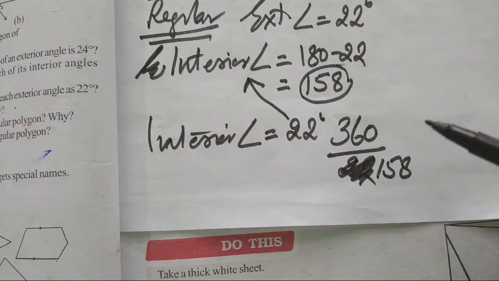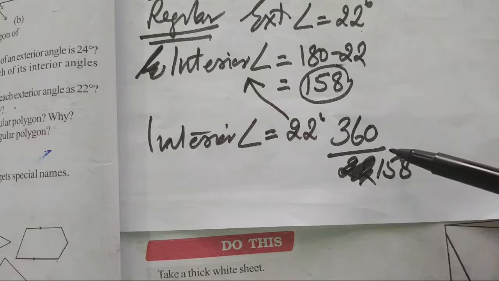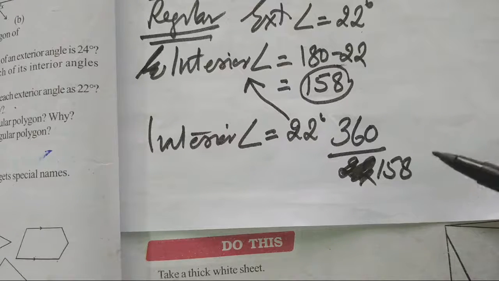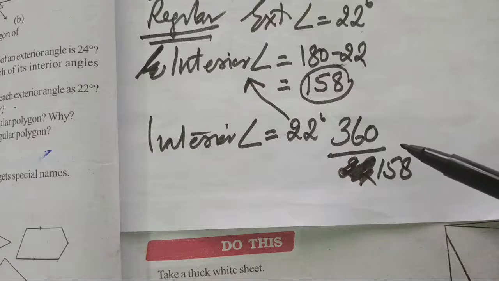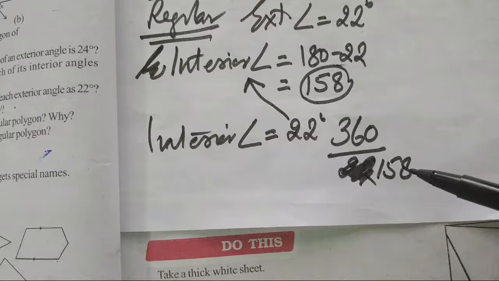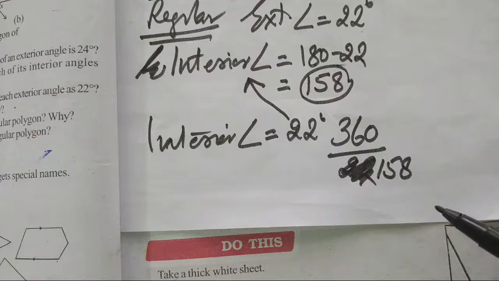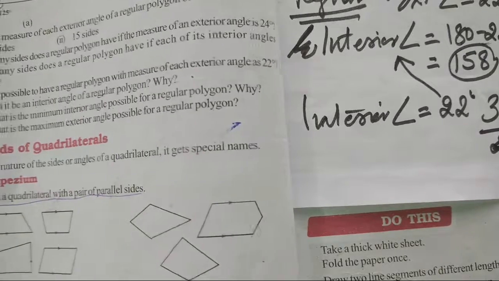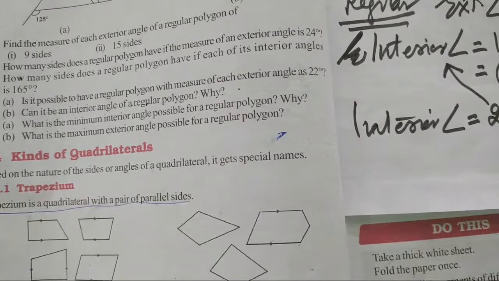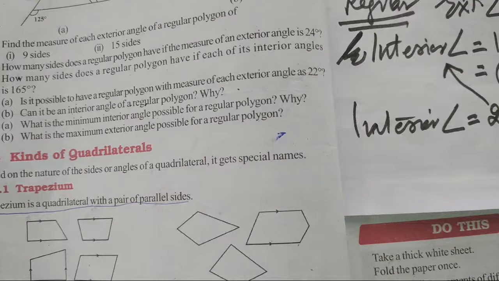If the number is not dividing evenly, it can divide, but it will give you a decimal or a fraction. If the answer is a fraction, then we will say that the figure may be possible, but it will not be a regular polygon. So this is how we check whether a figure is a regular polygon. And question 6: what is the smallest interior angle possible for a regular polygon and why?